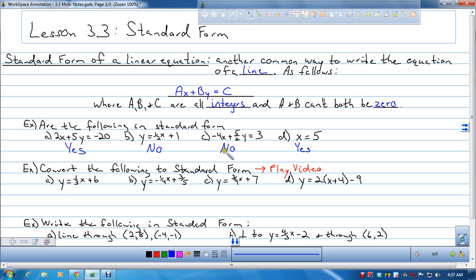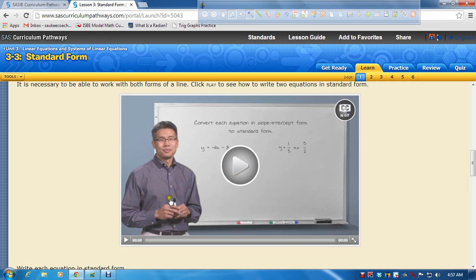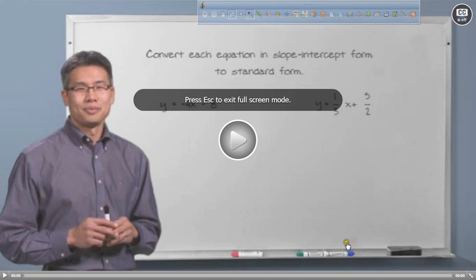So now we're going to show you how to convert equations into standard form. So let's watch a quick video here from the SAS curriculum.